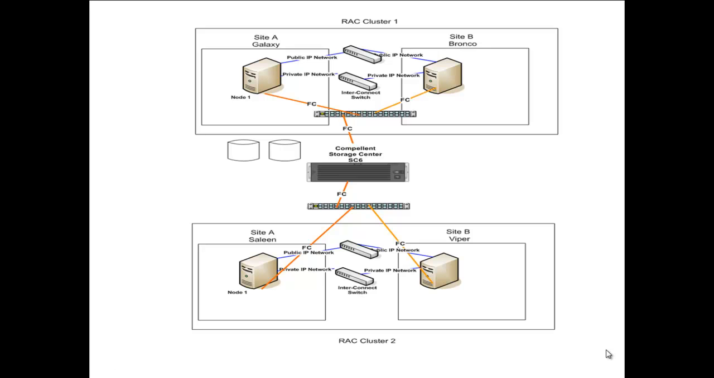This diagram represents a two-node RAC cluster with nodes Galaxy and Bronco. This RAC production cluster will be the source cluster in this demonstration. Its database will be cloned and mapped to the target RAC cluster, consisting of nodes Selene and Viper.